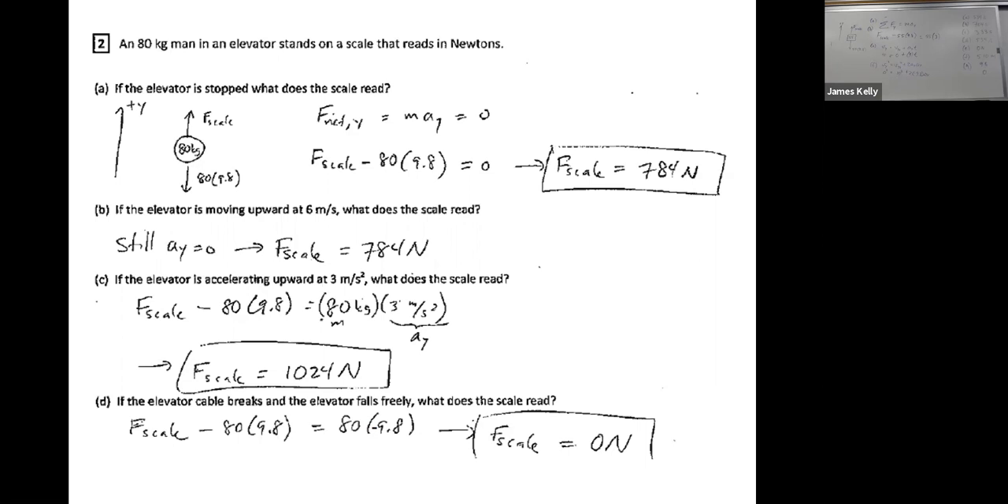All right, and the last one, this is just checking. We should have known this back in chapter 2, probably. After the cable is broken, the elevator is at its highest point. The woman inside is in free fall. The elevator's in free fall. The scale's in free fall. Everything's sort of free falling.